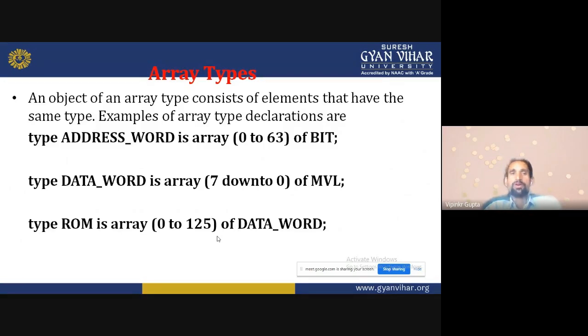So an example of array declaration is: type address_word is array 0 to 63 of bit. So this is the example of array type. Type data_word is array 7 down to 0 of MVL. Type ROM is array 0 to 125 of data_word.